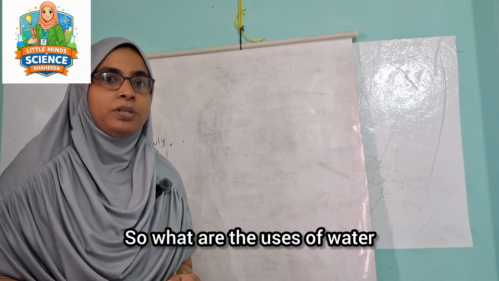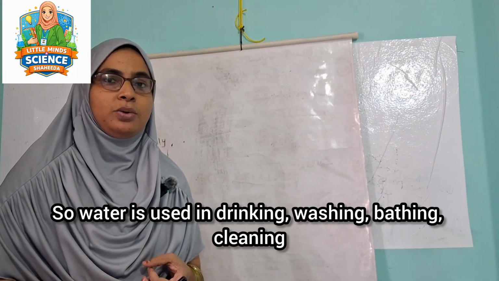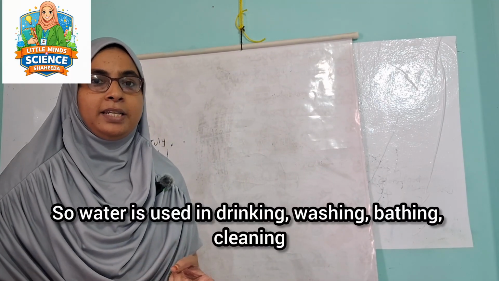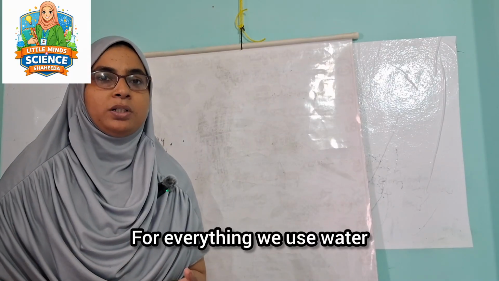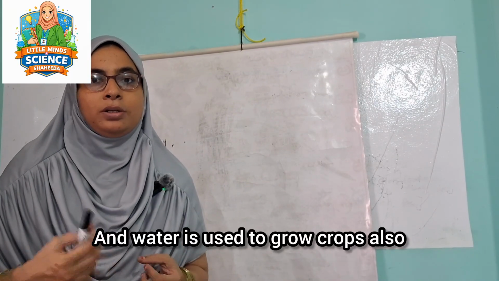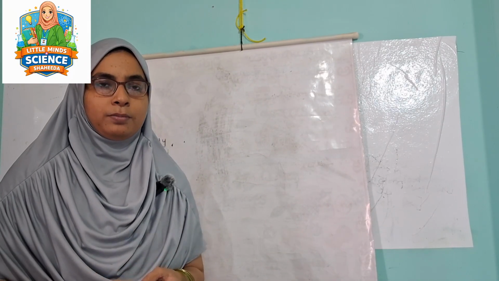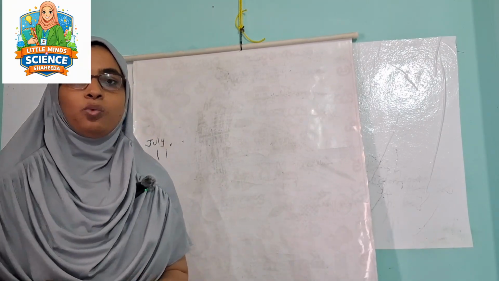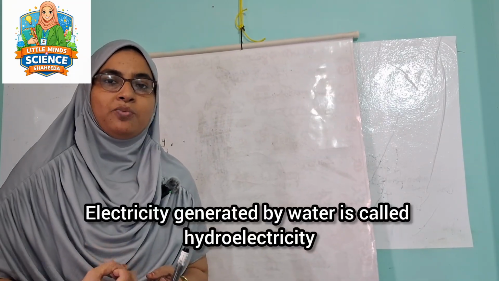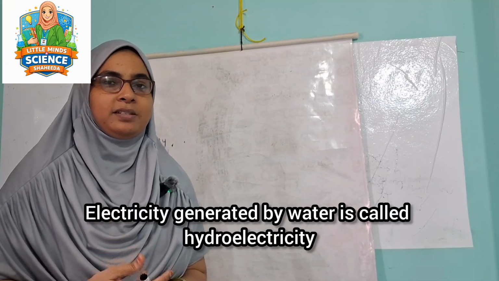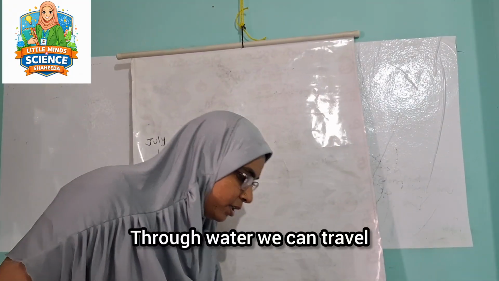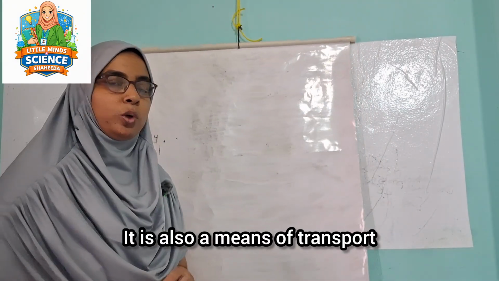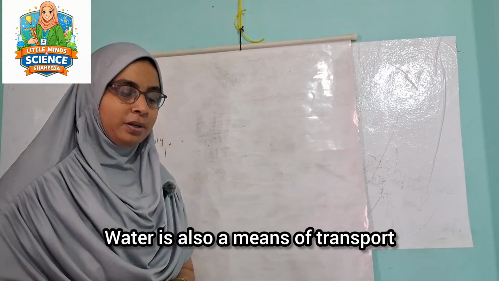What are the uses of water? Water is used in drinking, washing, bathing, cleaning. For everything we use water, and water is used to grow crops also. Water is used to generate electricity also. Electricity generated by water is called hydroelectricity. Through water we can travel. Water is also a means of transport.